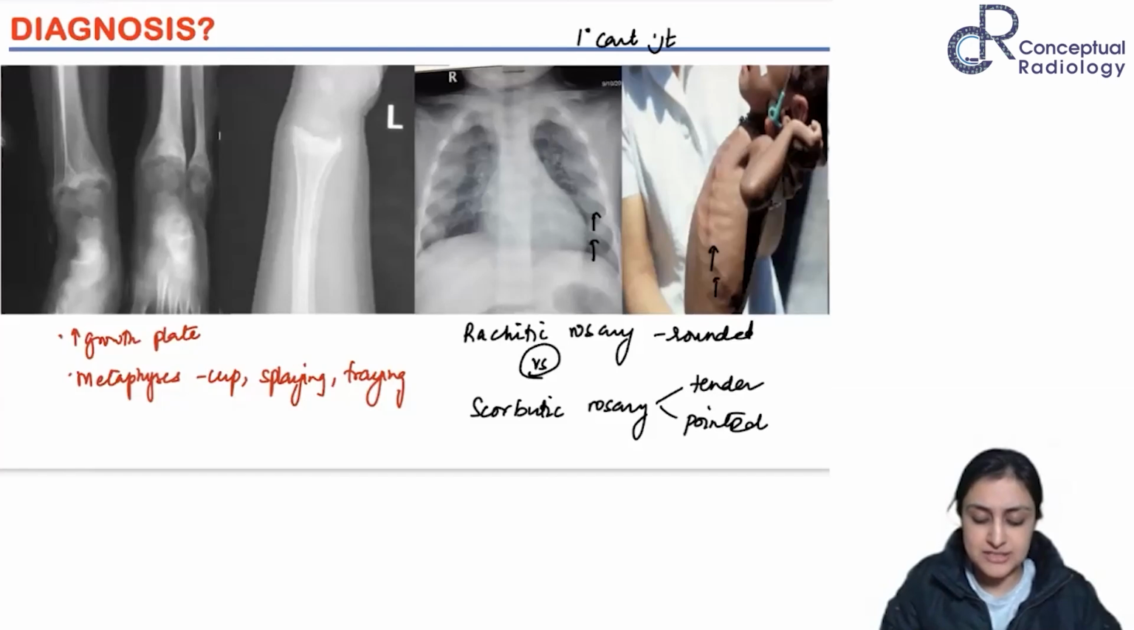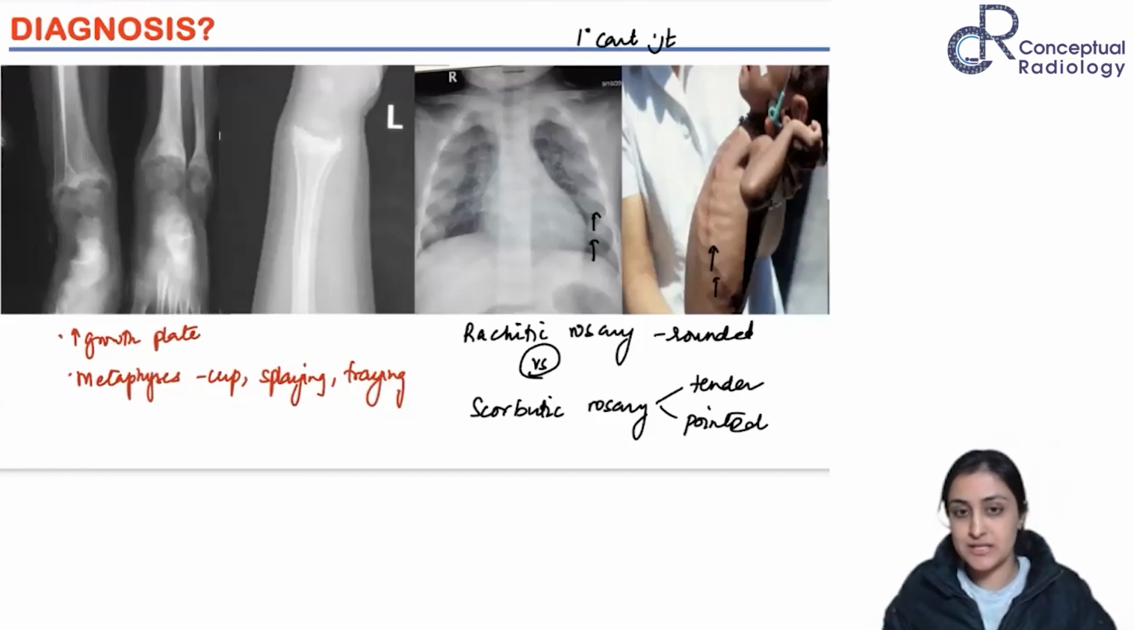You're not just going to see this x-ray. You're definitely going to see a joint x-ray, and that's how you're going to distinguish, right? So this is the difference between rachitic and scorbutic rosary. RRR, rachitic is more rounded. This is more tender and more pointed.